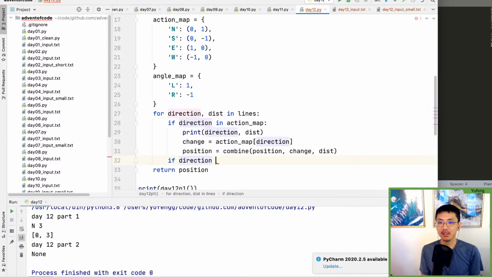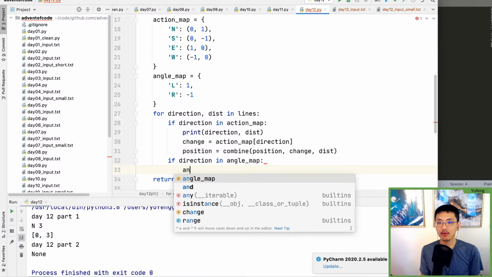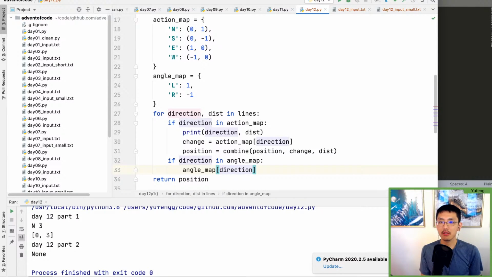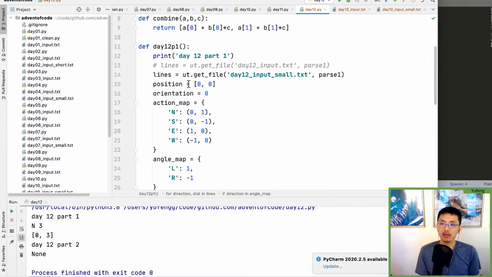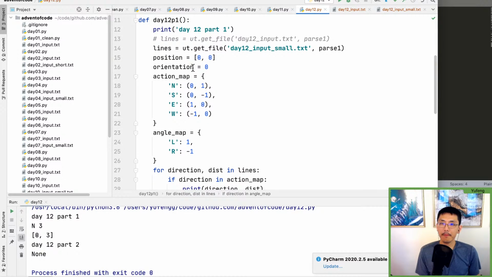If direction in angle map, then we do angle map at direction times, so that's that number, times the distance, which in this case is the angle, and we're going to add it to orientation, and we're going to mod the whole thing by 360 and save it back to orientation, right? Good.